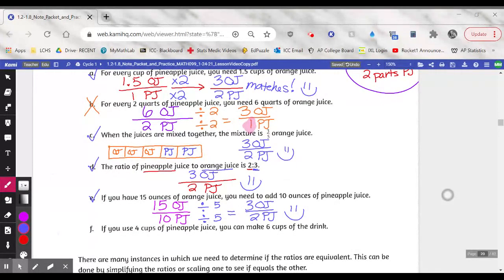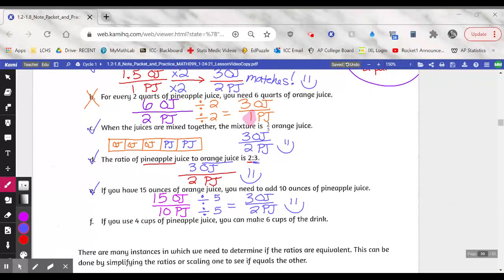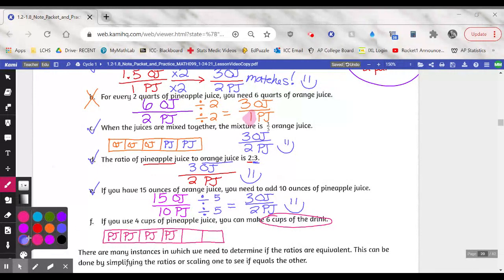Okay, let's look at the last one. It says if you use 4 of pineapple juice, you can make 6 cups of the drink. Okay, so this one, just like letter C, is comparing it to the whole mixture. So whenever it compares it to the whole mixture, that's one that I like to draw the picture. So it's saying that there are a total of 6 cups. 4 of the cups are pineapple juice. So that leaves 2 of the cups to be orange juice.